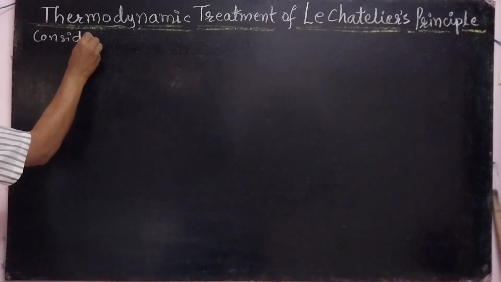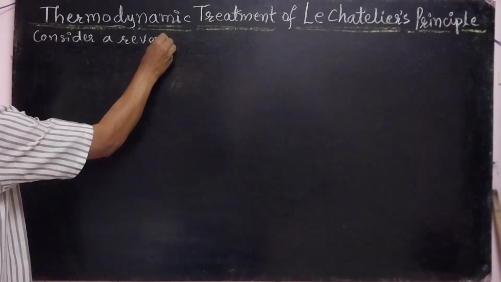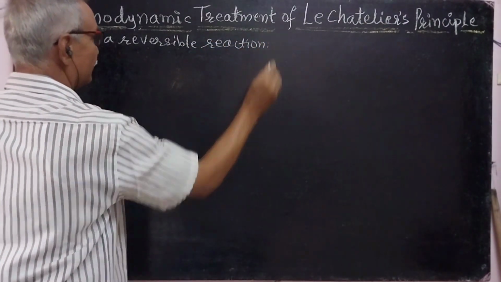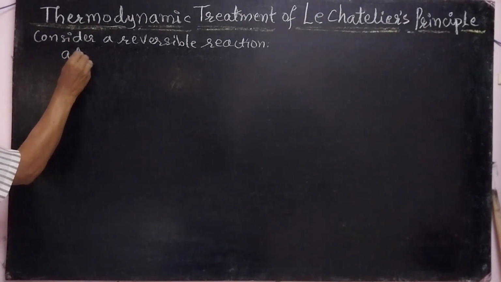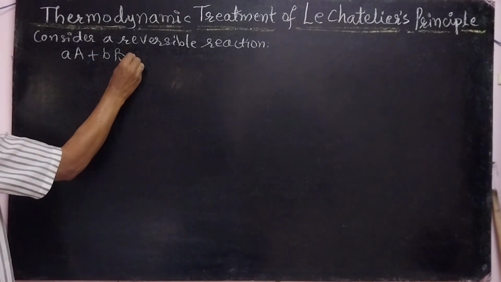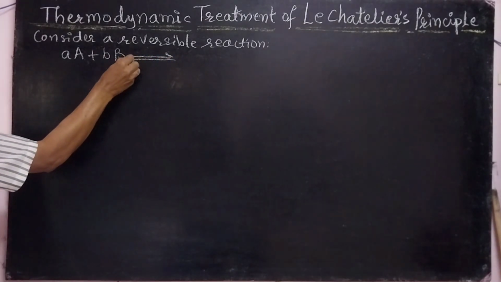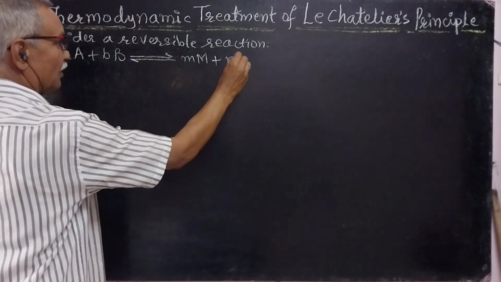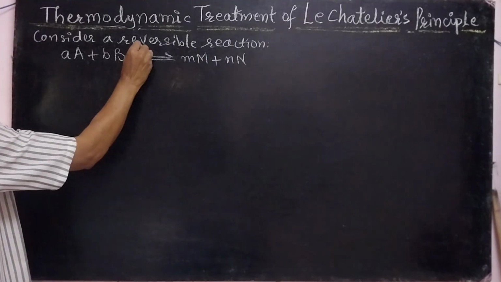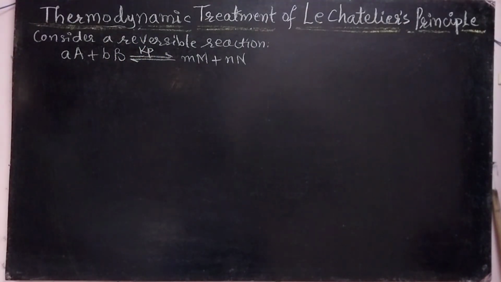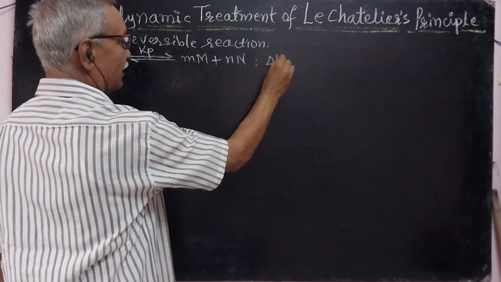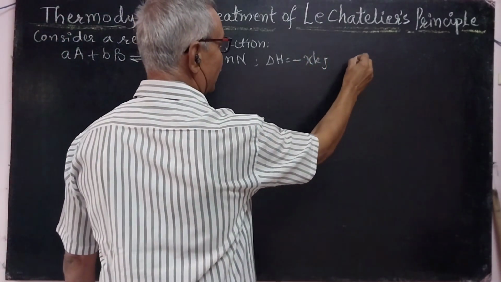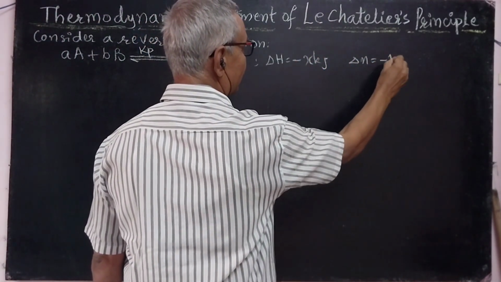Consider a reversible reaction. That is, a molecules of A react with b molecules of B reversibly to give m molecules of M and n molecules of N, and Kp is the equilibrium constant, and delta H is, suppose, negative X kilojoules, and delta n is, suppose, -1.